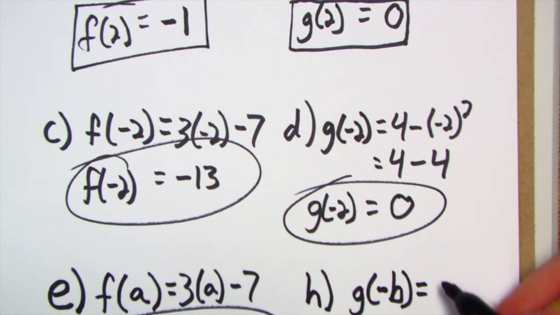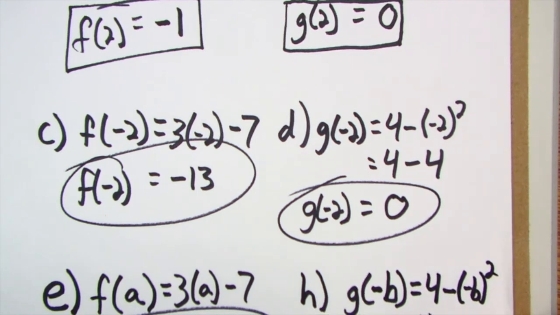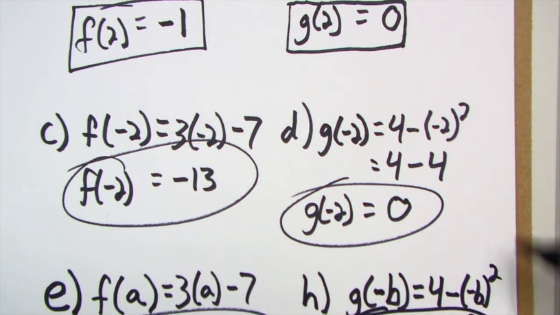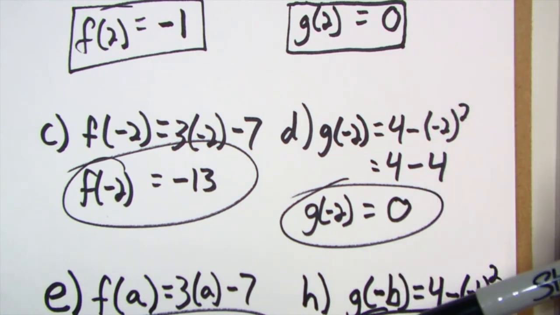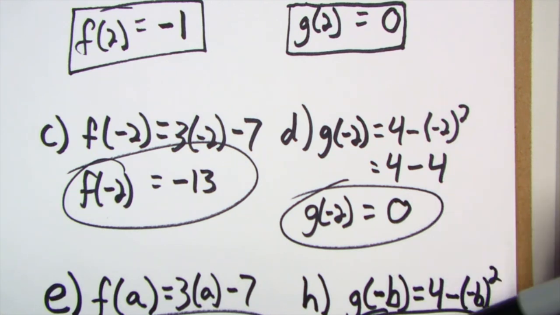All right, g of negative b is going to be 4 minus negative b squared. Now when I take negative b and I square it, I end up with a positive b squared. And there's not really any further I can simplify that. Okay, so I just want to pause there, and I want you to reflect on what we've done so far, because we're going to do something new in the next part. I know you can do it, but you're going to have to do some thinking, all right? So here we go.